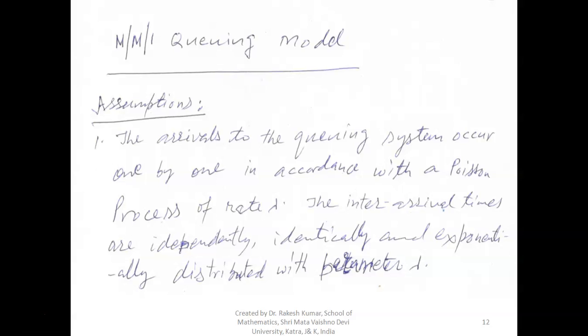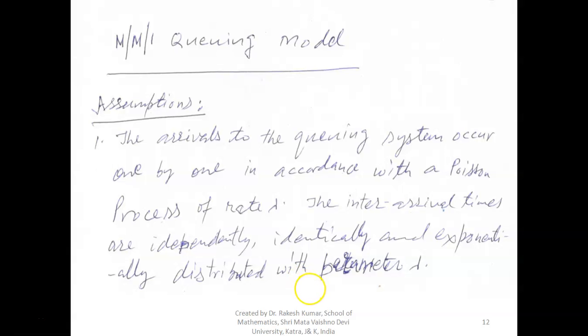Now coming to the first queuing model, that is the M/M/1 queuing model. This model is based on certain assumptions. Number one, arrivals to the queuing system occur one by one in accordance with a Poisson process of rate lambda. The interarrival times are independently, identically, and exponentially distributed with parameter lambda.